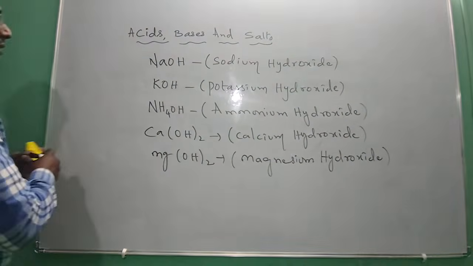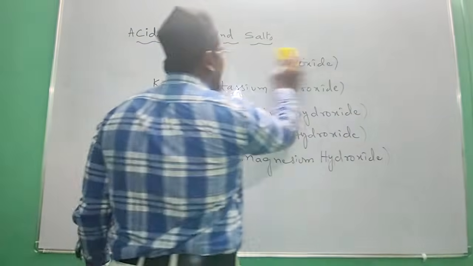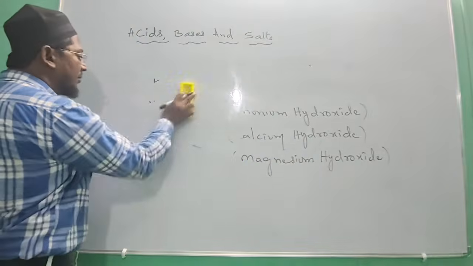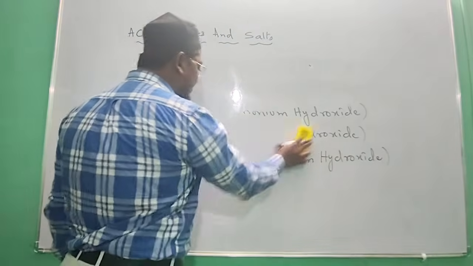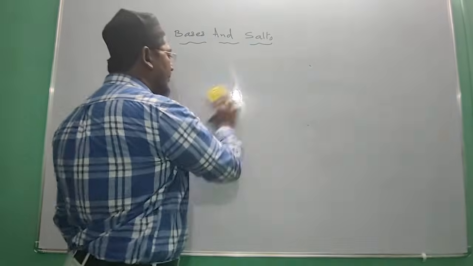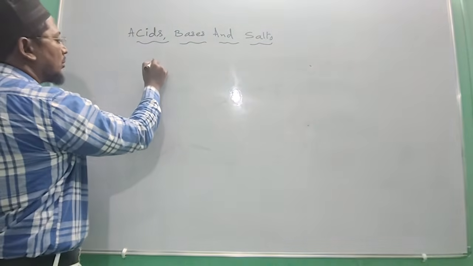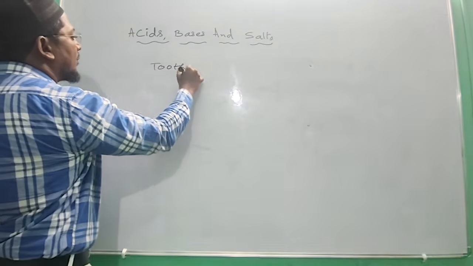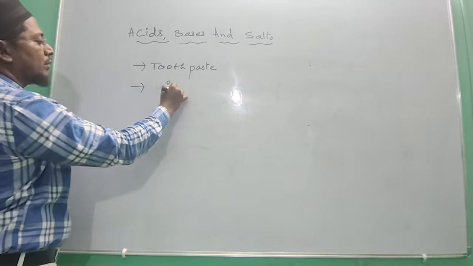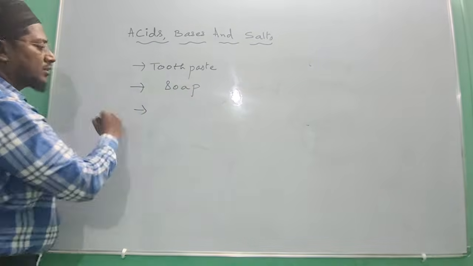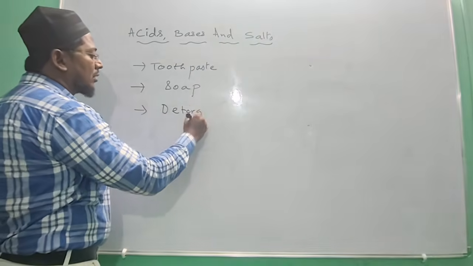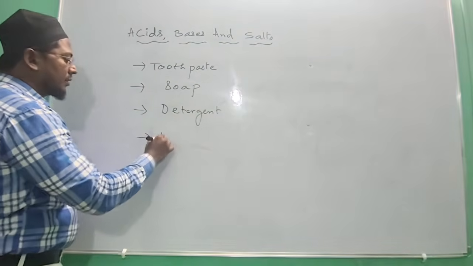There are so many things that contain bases. We discuss a few examples. What are the examples which contain base? The first example is toothpaste. Toothpaste contains base. Similarly, detergent and soap. Next, hair dye.